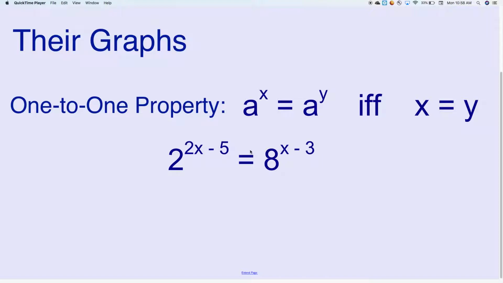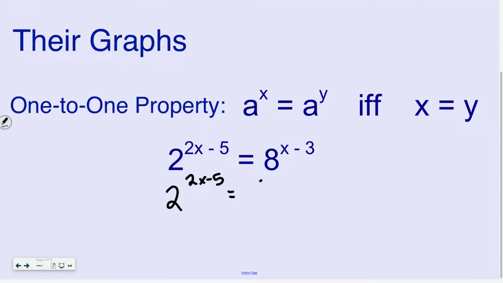So the question is, which one will you rewrite? 8. We will rewrite it as 2 cubed. So we can keep the base 2 on the left. 2 to the 2x minus 5 equals, we can change 8 to be 2 cubed. And as you look at your original problem to your first line, they read the same. 2 to the 2x minus 5 equals 8 to the x minus 3. 8 just now looks like 2 cubed.